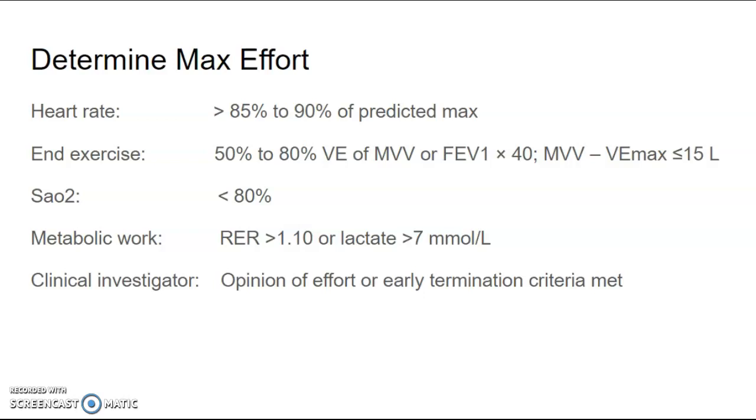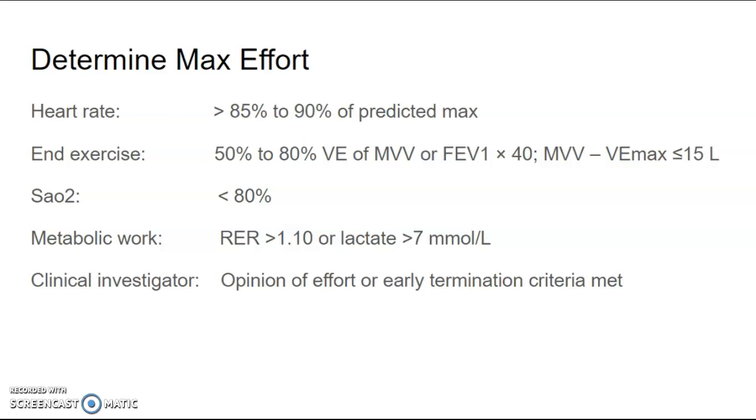Lastly, we can use absolute values. The first two ways, using the end exercise minute ventilation and seeing if it's 50 to 80% of the MVV or the FEV1, come out to a percentage, but we could use an absolute volume. To do this, we would take the maximum voluntary ventilation at rest and subtract out the minute ventilation max. If that value is less than 15 liters, then again we say that they have met their ventilatory capacity or are near their ventilatory ceiling. That means they gave great effort, very good effort.